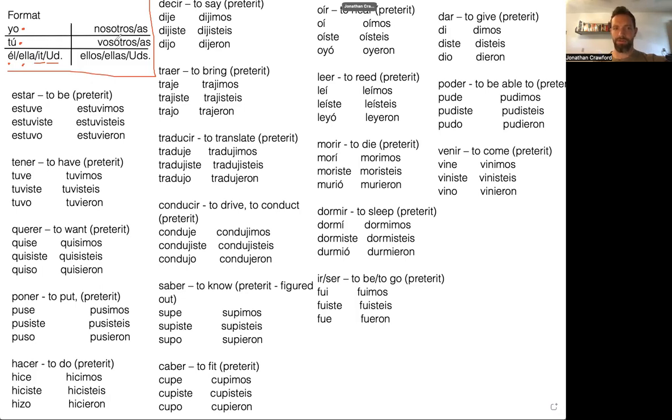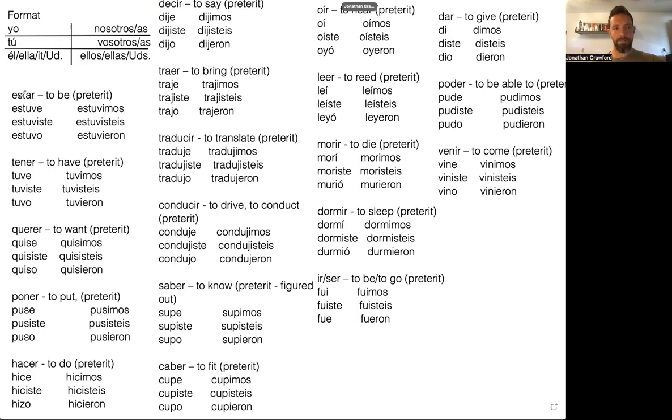Nosotros, we, vosotros, you guys in Spain. Ellos and ellas mean they, ellas being the feminine form. And then ustedes, you guys in Latin America. So I'm glad we remember all of those.